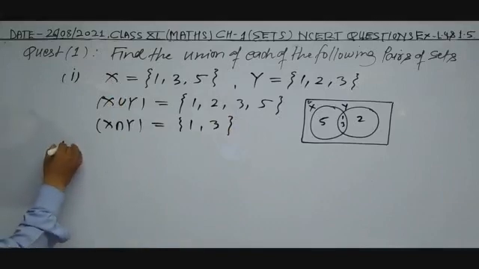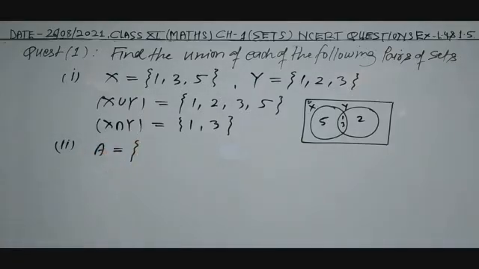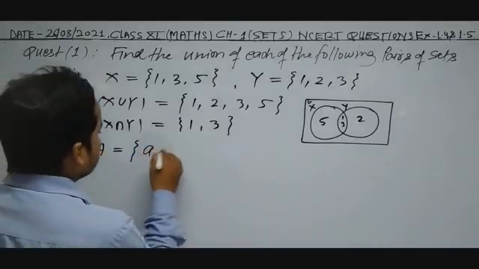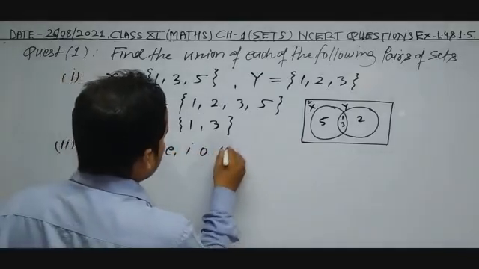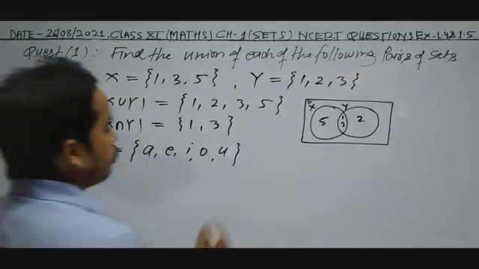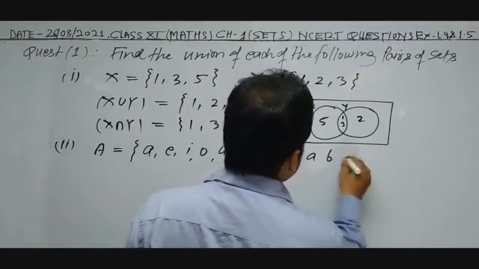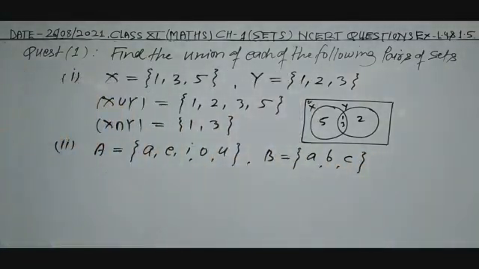Now come to the second part. In the second part, the question is, let A be any set such that A is the set of vowels. It is given, that is A, E, I, O, U. And now B is equal to the set of alphabets A, B, C. Only 3 alphabets are given. Now we have to find out A union B.